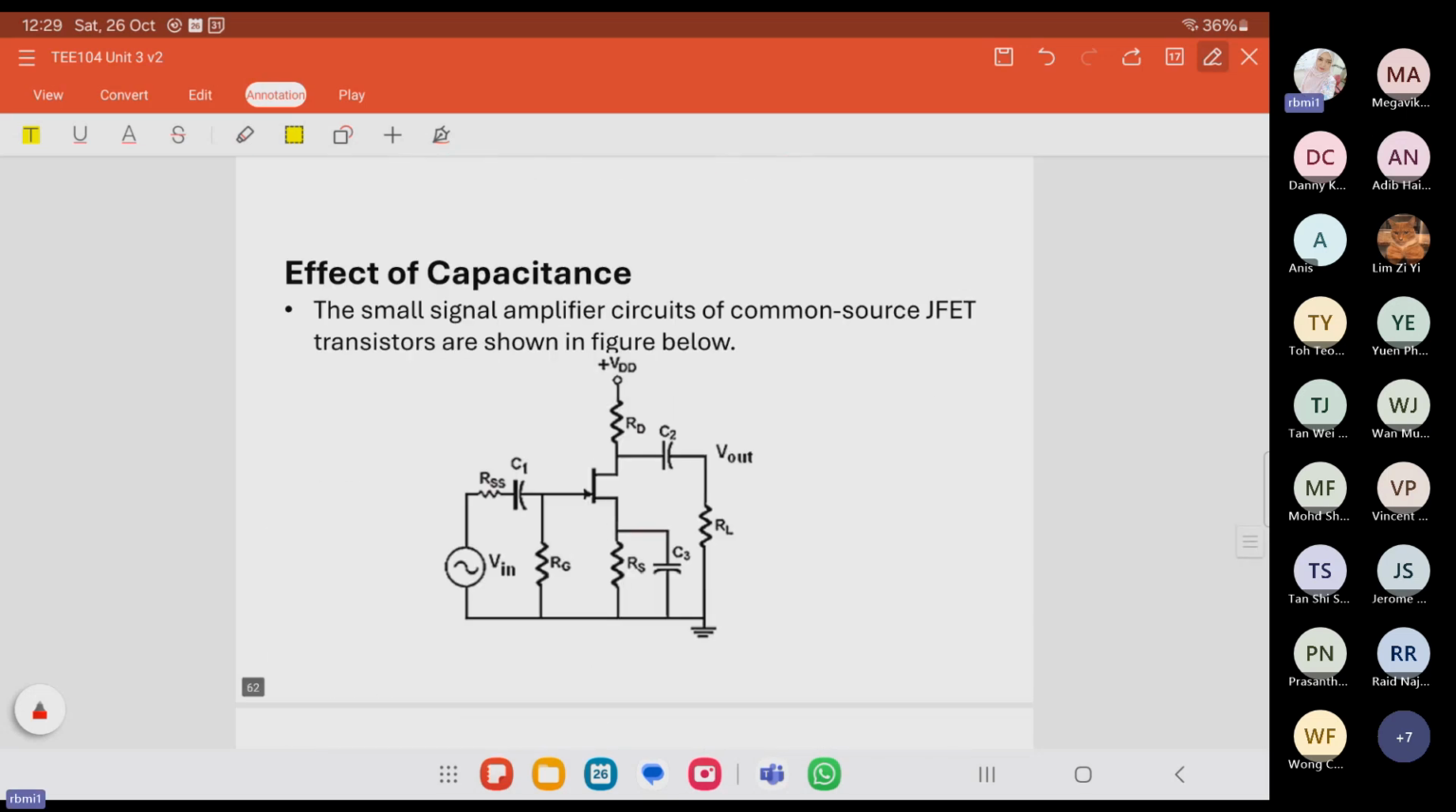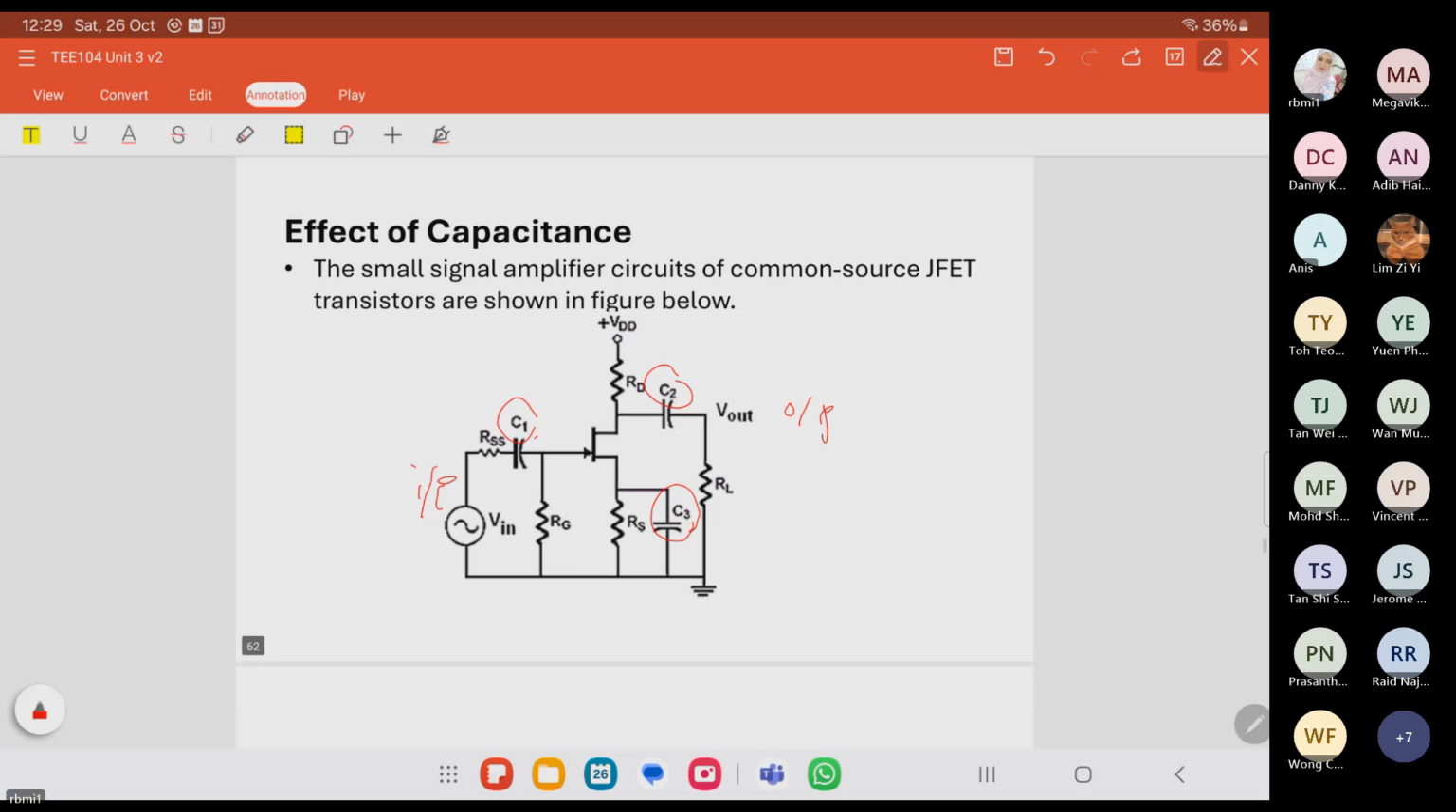Now we want to observe the effect of capacitance in terms of frequency. This is a typical capacitive coupled JFET amplifier with the JFET transistor, and we have capacitor C1, capacitor C2 and C3. C3 is the bypass capacitor, and C1 and C2 are the coupling capacitors. This is the input and this is the output port.